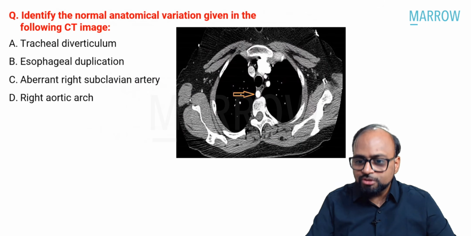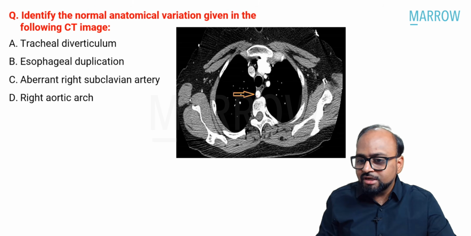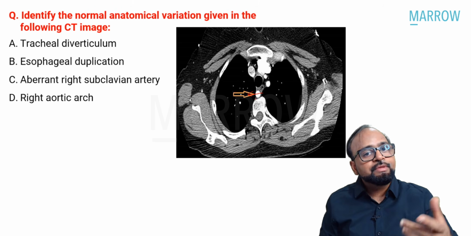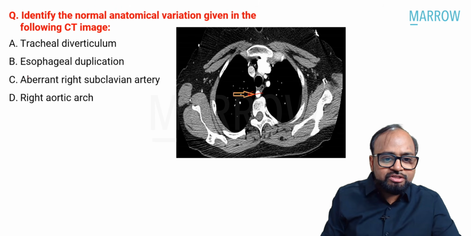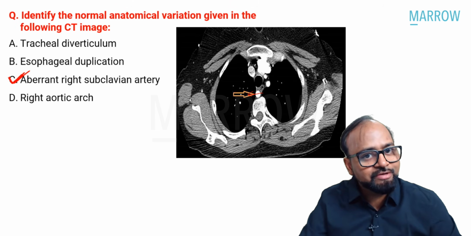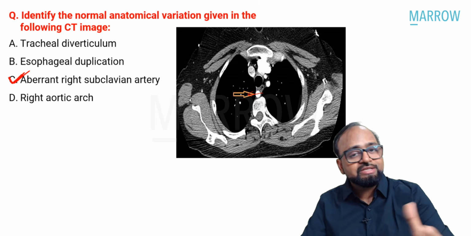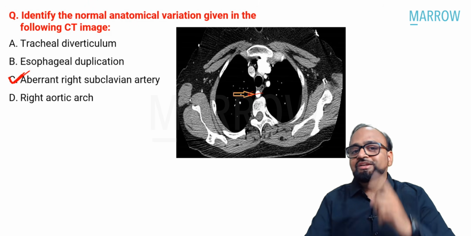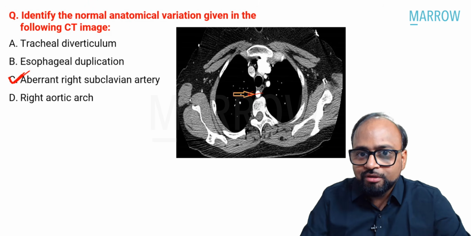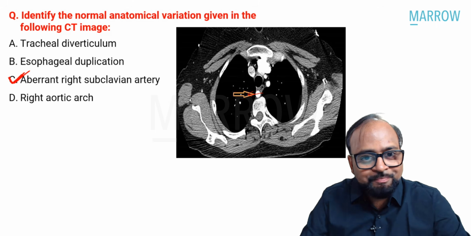So we come back to this particular image. We have seen this image. This is an artery traveling towards the right upper limb behind the trachea and the esophagus. So what is this? This is an aberrant right subclavian artery. We have not just discussed the anatomy, we have discussed from where it arises, how it courses, and what is the clinical importance of knowing that there is an aberrant right subclavian artery, right?